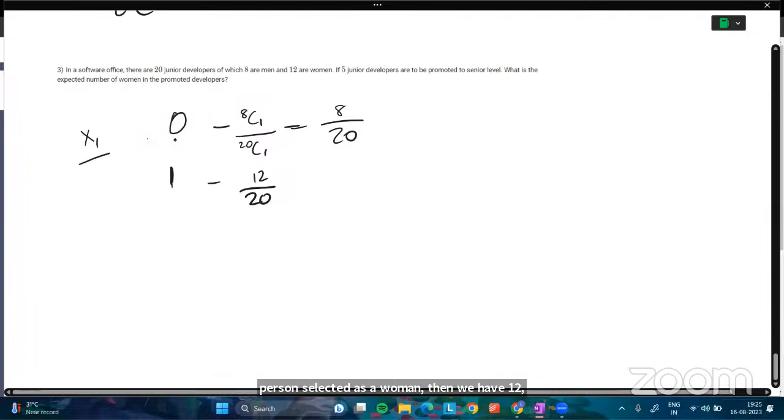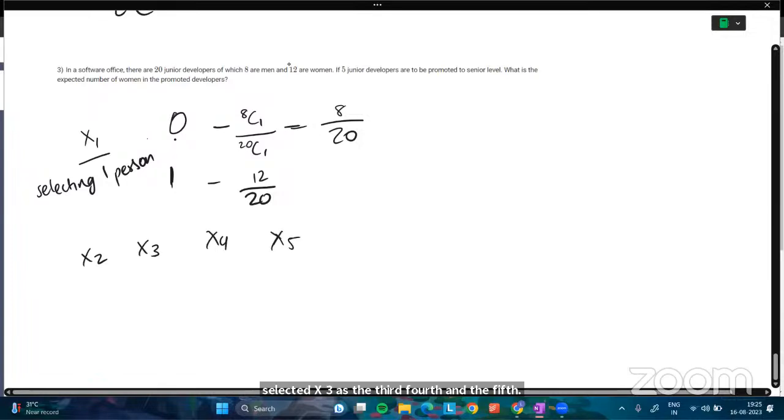If it's just one person. Are you with me until here? Yes. So now this was only selecting one person. Now we can take x2 as the second person to be selected, x3 as the third, fourth, and the fifth. So all of these will follow the same distribution x.